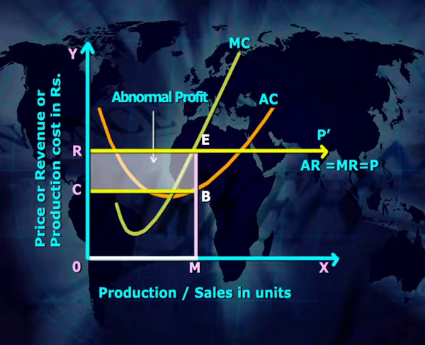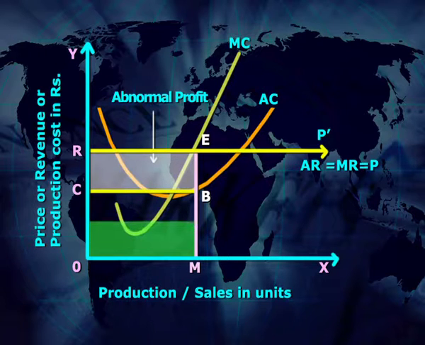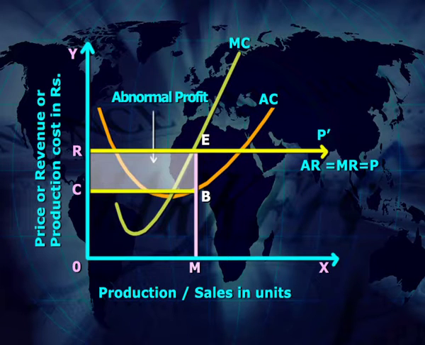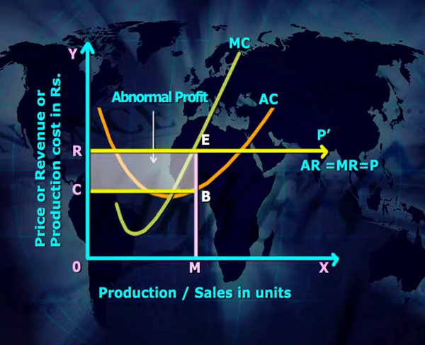In this figure, at OM equilibrium production of the firm, total revenue of the firm is OREM and the total cost of the firm is OCBM. Therefore, total revenue is more than total cost. Therefore, total abnormal profit is total revenue OREM minus total cost OCBM, which is equal to CBER, which is represented by the shaded area in the diagram.